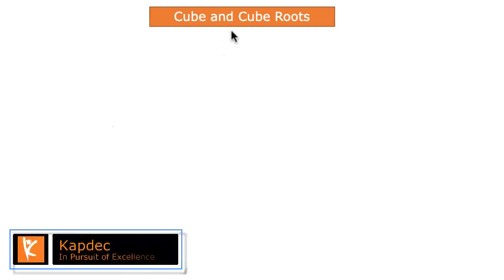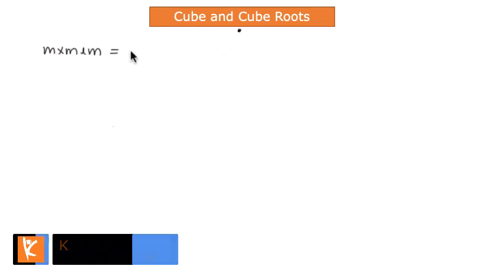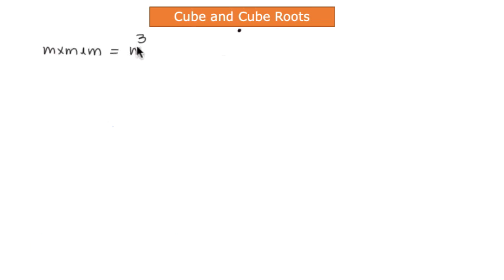Alright, let us now work on the concept of cube and cube roots. If you take any number m and you multiply it 3 times, then what you get as a result is m to the power 3, correct? When you get that, it is called the cube of m.